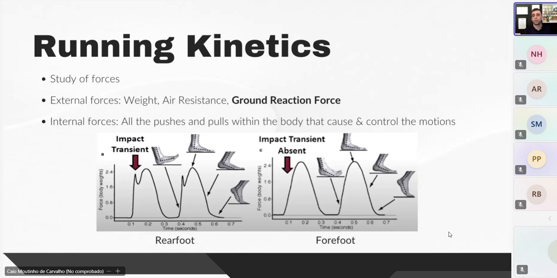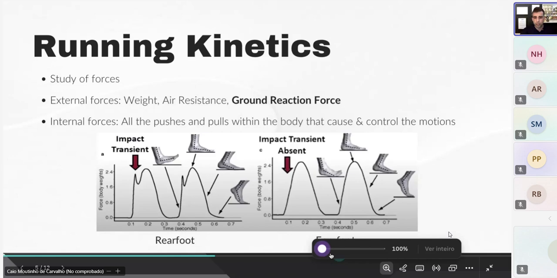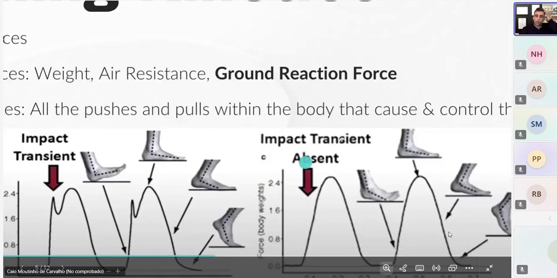That everything that pushes and pulls within the body and controls the motions that we are doing. Okay, so if we take a look at these graphs, let me try to zoom in again. So this is a rear foot running.